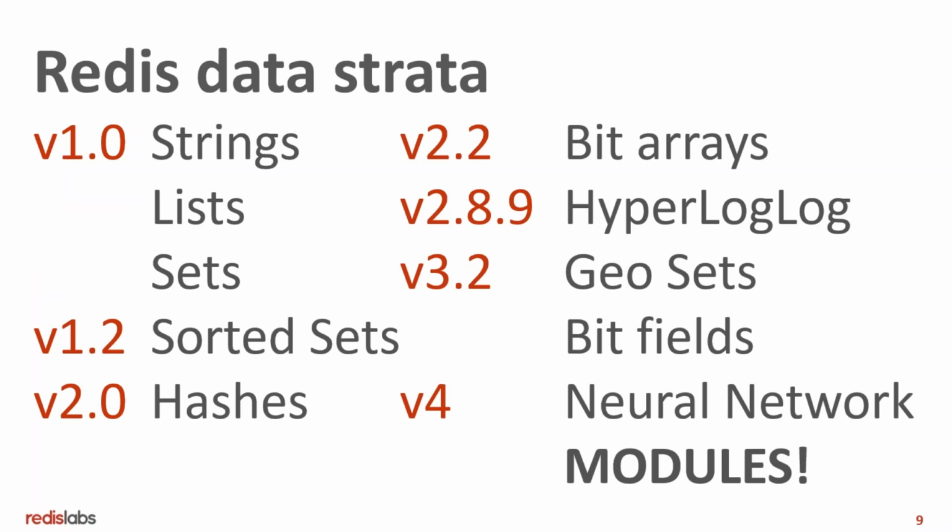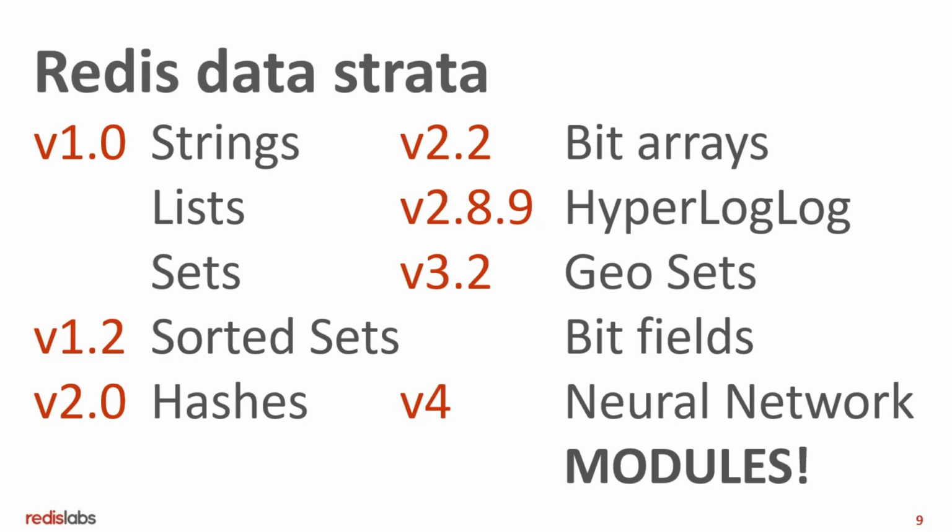From version 1 we had strings. The basic string is just a byte array up to half a gigabyte in size, and linked lists and unordered sets. Then we got the sorted sets, which are basically just sets but with an order, and the hashes, which are your object map or associative array, if you will.